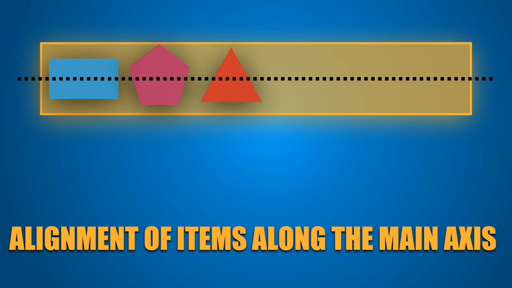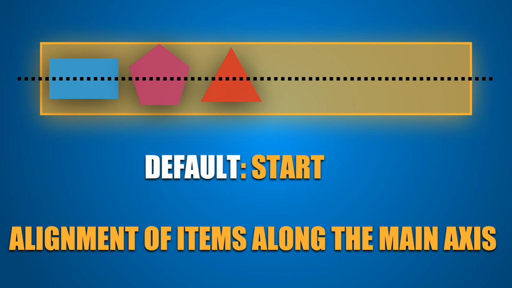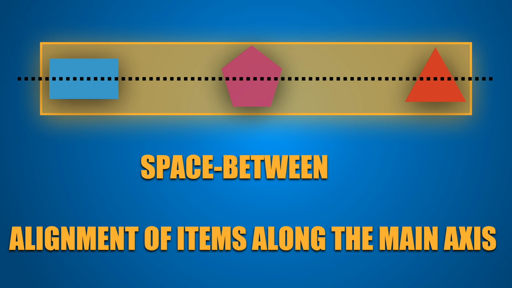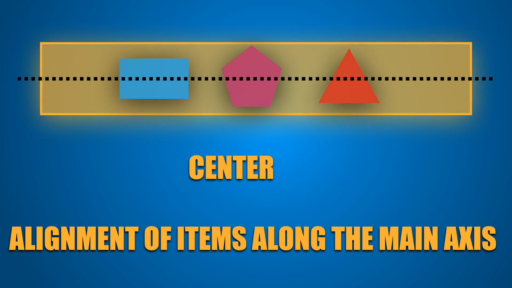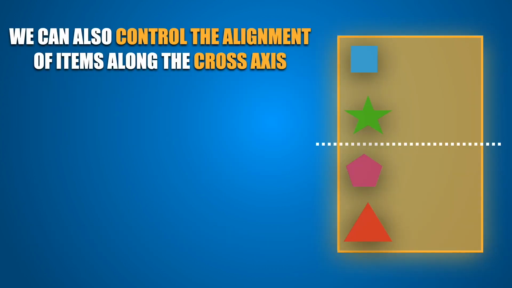This controls the arrangement of items along the main axis. By default, they align from the start, but other commonly used options are space between, which maximizes the space between items, and center, which places the items in the middle. Similar to justify content, we can also control the alignment of items along the cross axis using the CSS property align items.